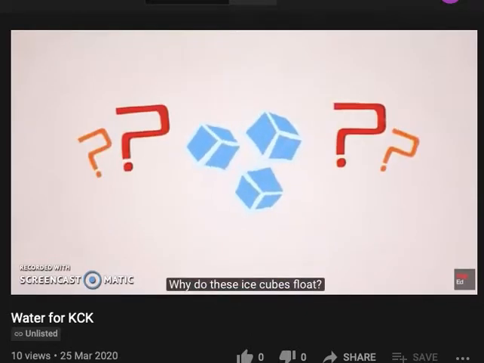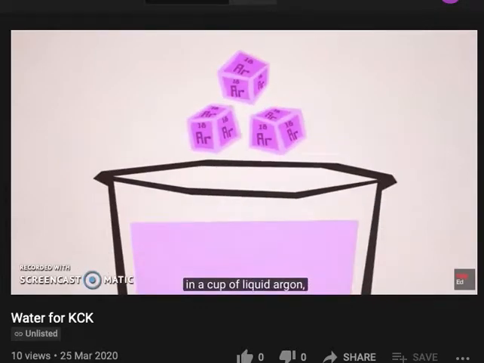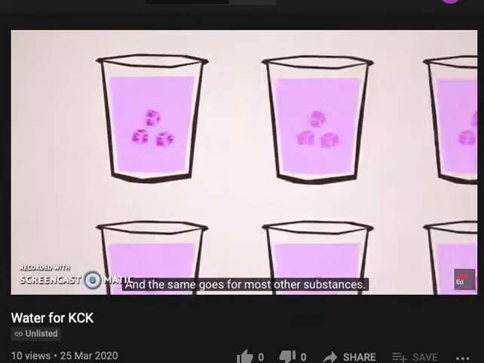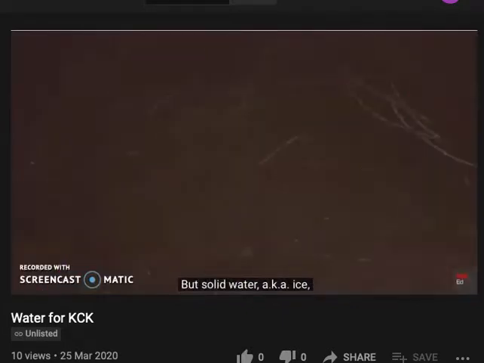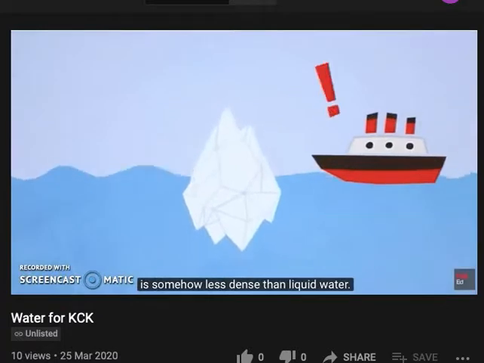Why do these ice cubes float? If these were cubes of solid argon in a cup of liquid argon, they would sink, and the same goes for most other substances. But solid water, aka ice, is somehow less dense than liquid water.